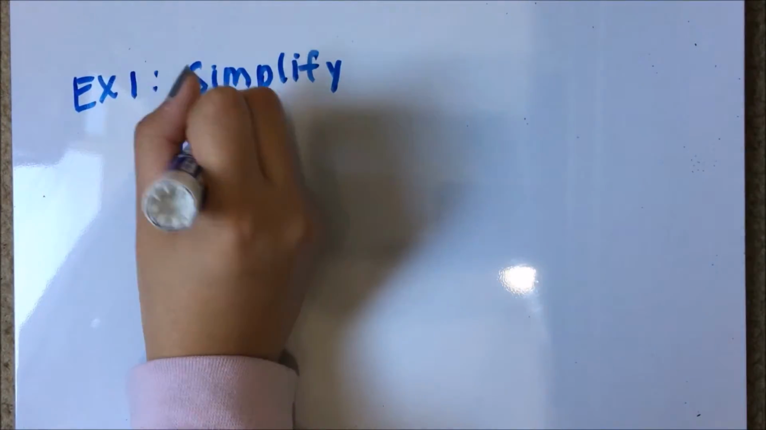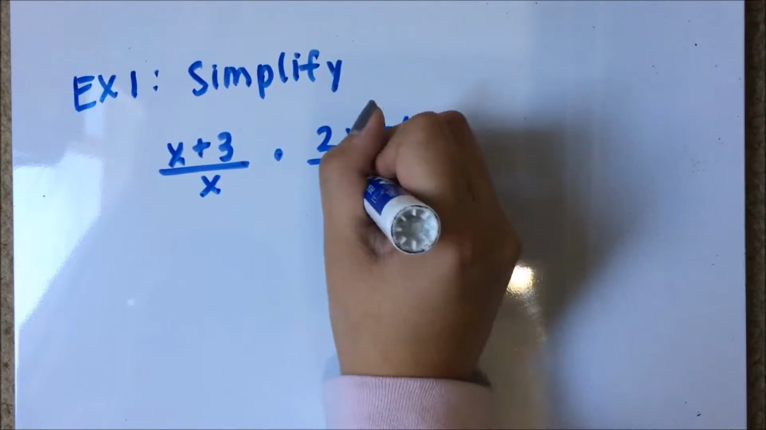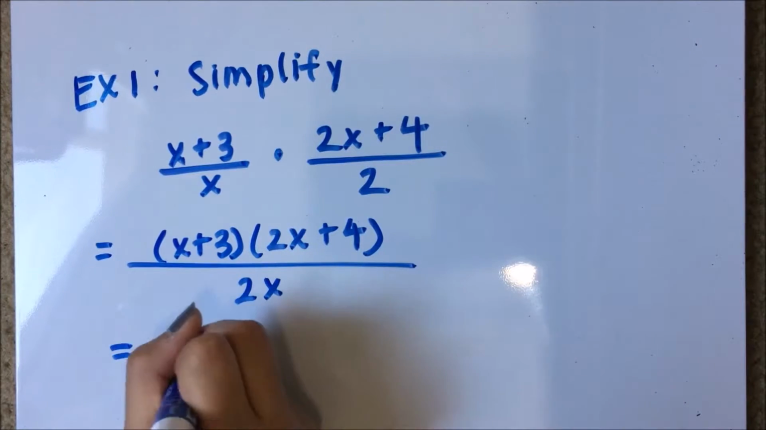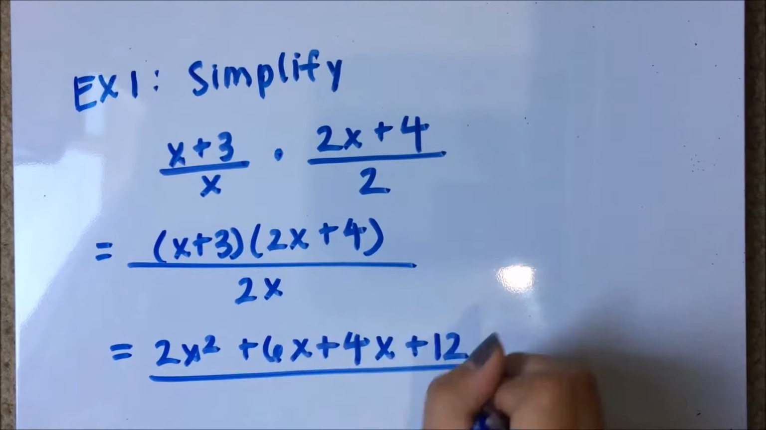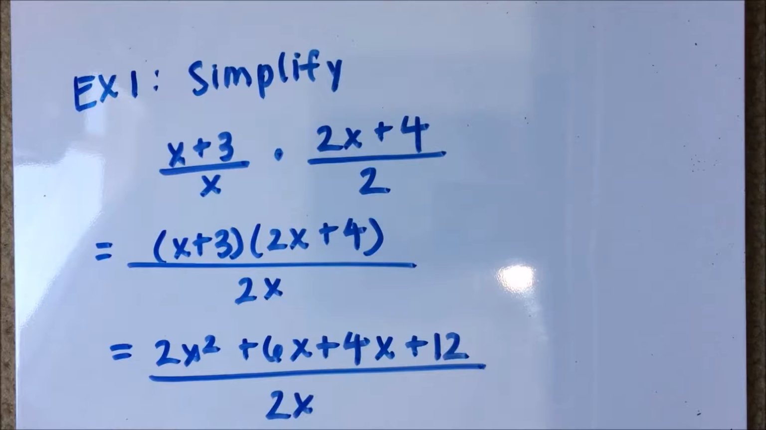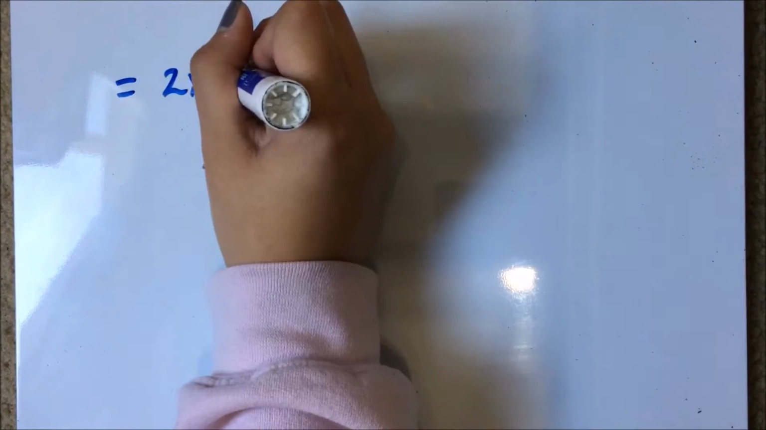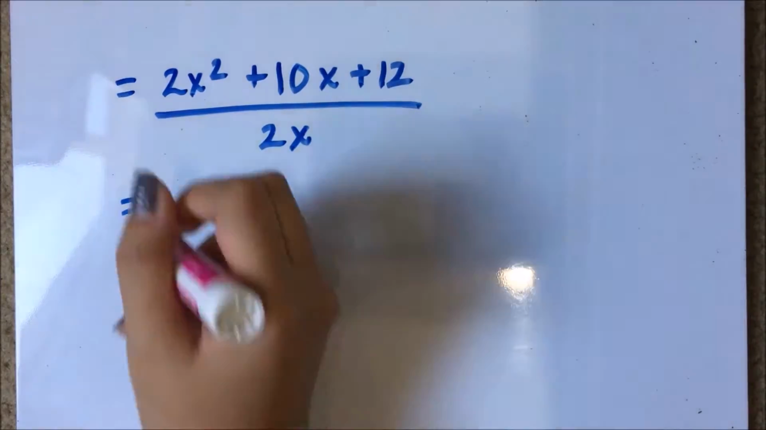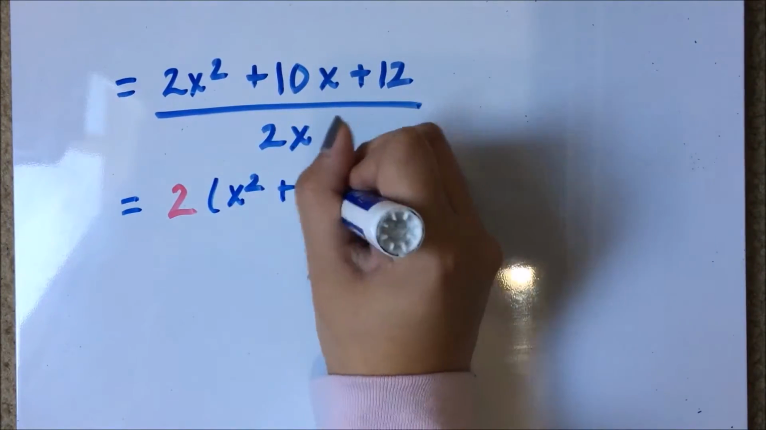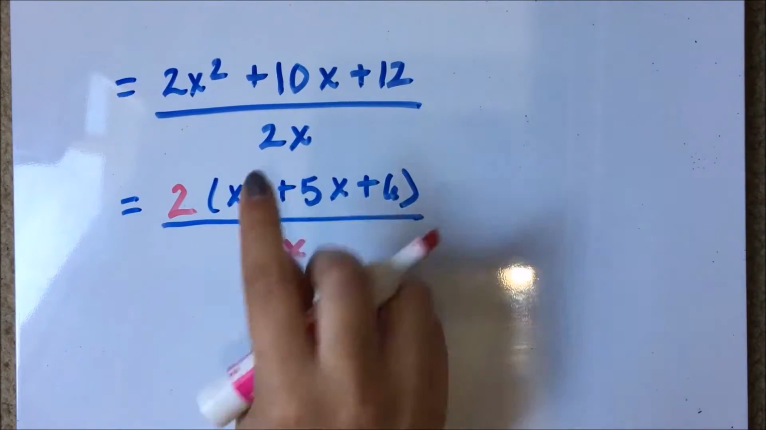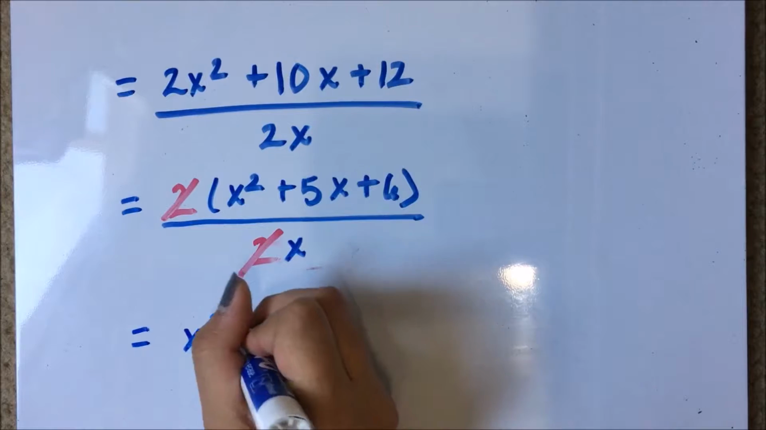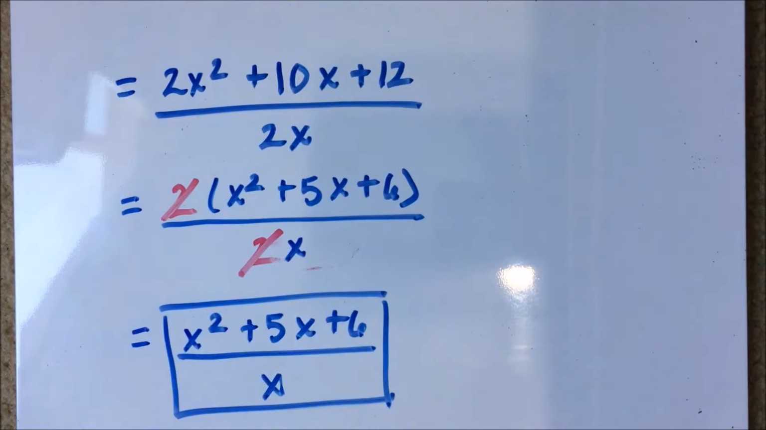Example 1. Simplify the rational expression. First, multiply the top to the top and the bottom to the bottom. Use the FOIL method to multiply x plus 3 and 2x plus 4, and you get 2x squared plus 10x plus 12. Simplify the expression by taking out a 2 from the top and crossing out that 2 and the 2 from the 2x. Finally, you get x squared plus 5x plus 6, all over x.